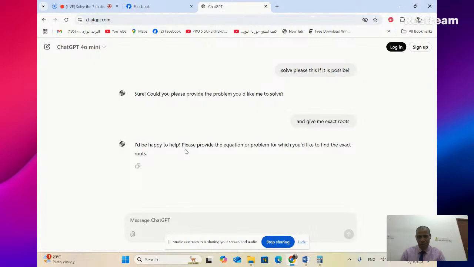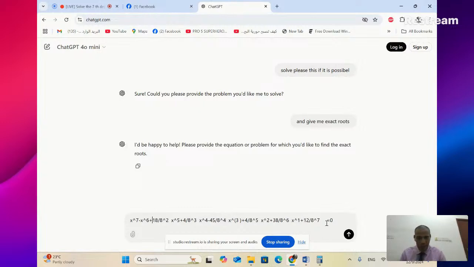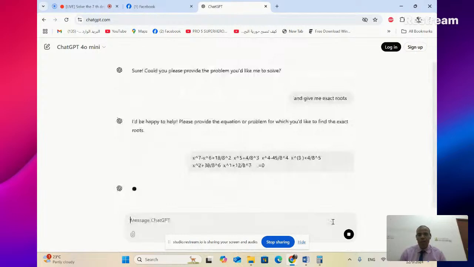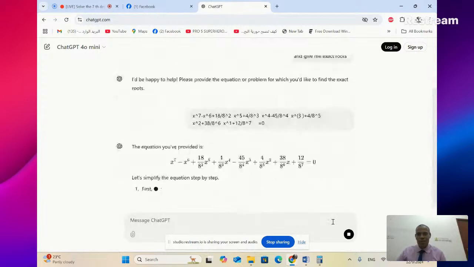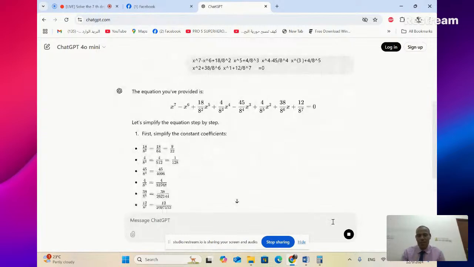I would be happy to help you. Please provide the equation or problem for which you would like to find the exact roots. Okay, I will copy this and go back to this one. Now the equation is given. Now we will try. You see? It just simplified the coefficients only.